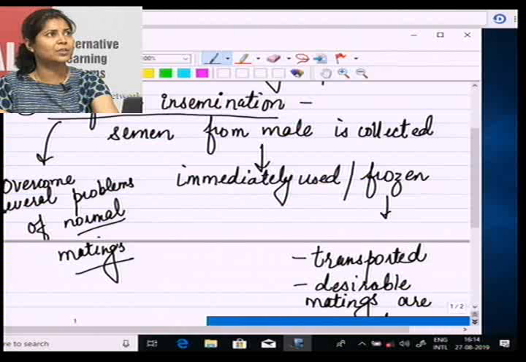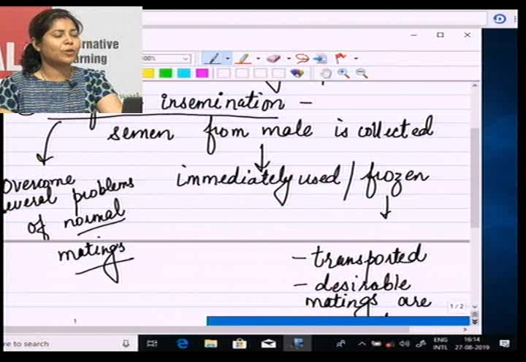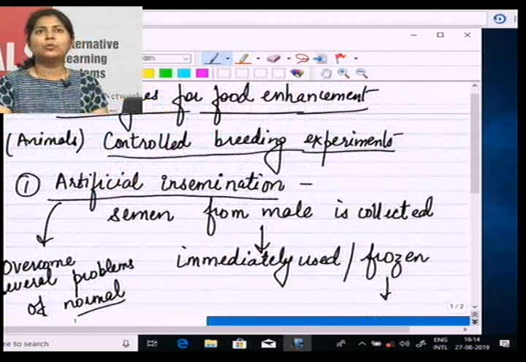Good evening, St. Joseph. Okay. No issues, no problem. This was what I was discussing. Please copy it down and let me know if there is any problem.